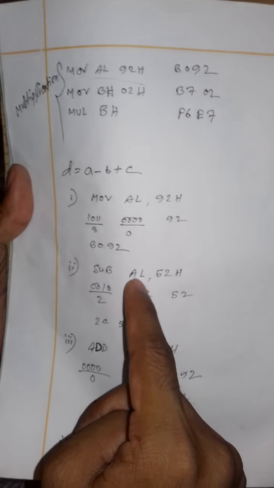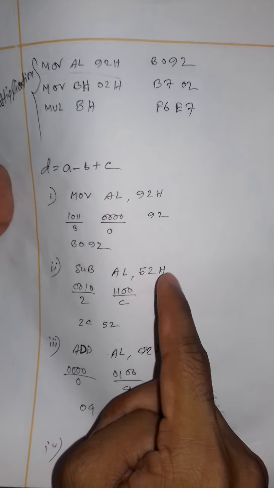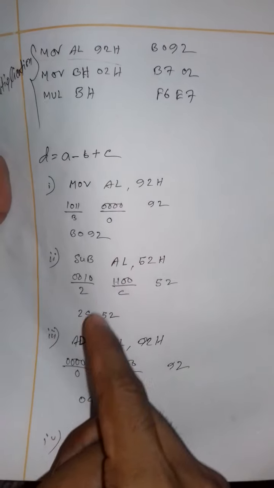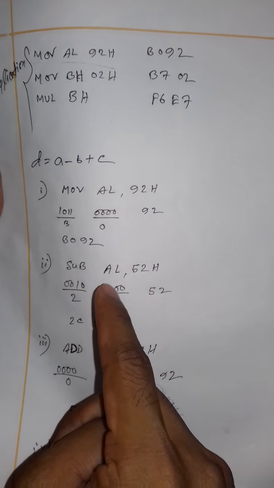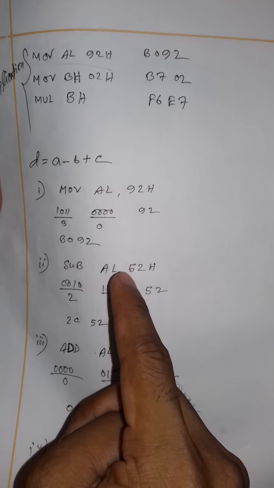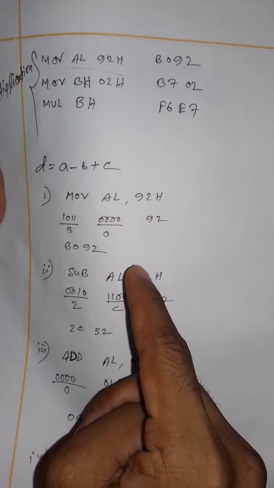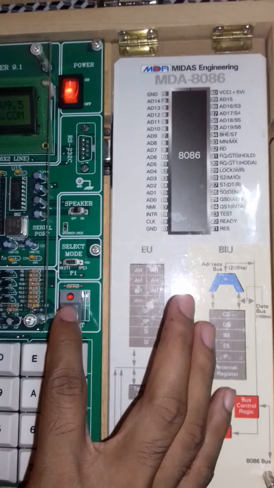That means the content of AL is 92, so we subtract 92 minus 52, and the instruction of this code is 2C52 in hexadecimal. Now we solve this problem in 8086 kit. So let's start this problem. Okay, first of all we reset this 8086 kit.